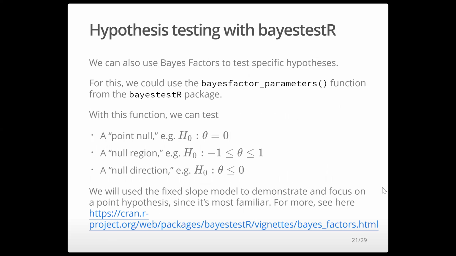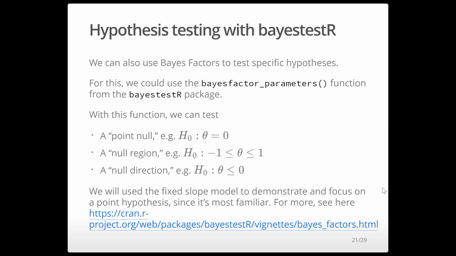We can also use Bayes factors to test specific hypotheses rather than compare models. And this is one of the things that I think frequentists feel really comfortable with, and one of the things that anti-Bayes factors people worry about, but I think it can be useful as long as you interpret the results correctly. So for this, we can use the Bayes factor parameter function from the bayestestR package. And so here we can test a point null hypothesis, and this is the most similar to what we're familiar with. So we can test the null hypothesis that our parameters are 0.